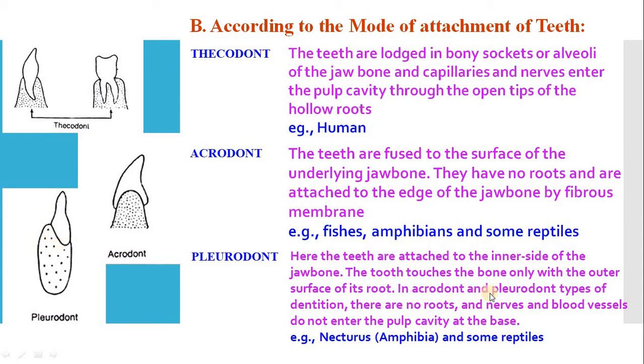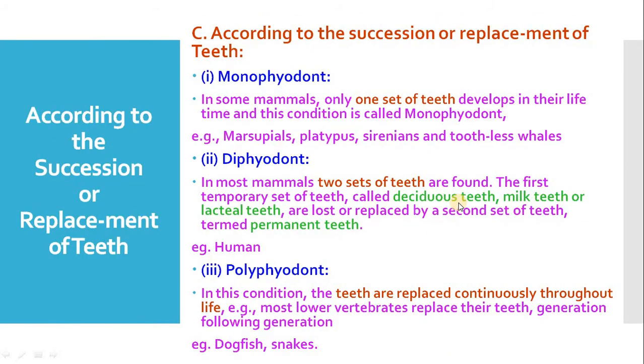In acrodont and pleurodont types of dentition, there are no roots, and nerves and blood vessels do not enter the pulp cavity at the base. Example is Necturus, an amphibian, and some reptiles having pleurodont dentition.